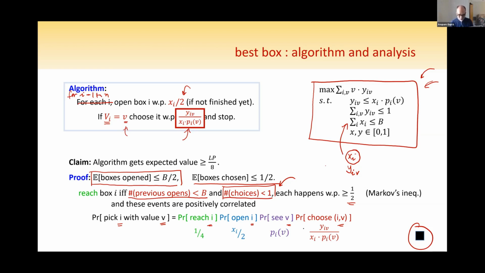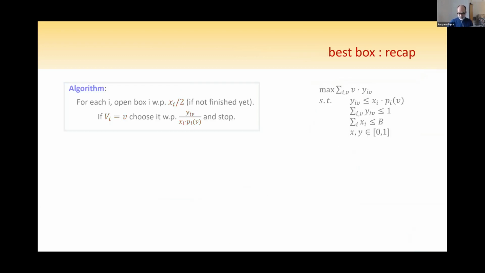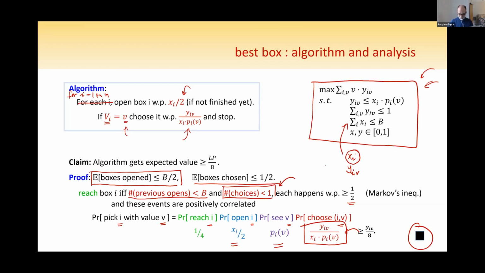And now you'll see why this number was chosen, right? It's kind of like this conditional probability of you opened it and you saw this value. So this is conditioned on that. This is the probability with which you choose it. And you just multiply these together. It's y_iv over 8. So let me just make that last thing. So this is the probability with which my algorithm picks i at value v.